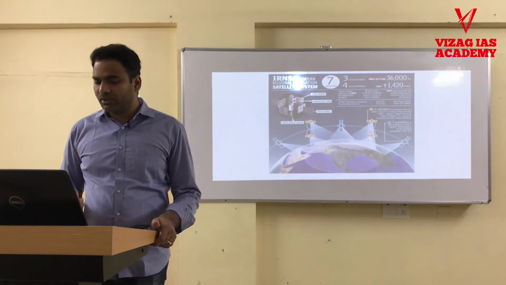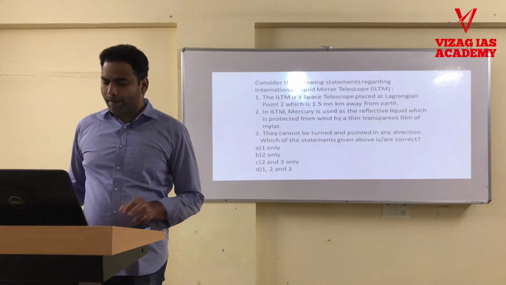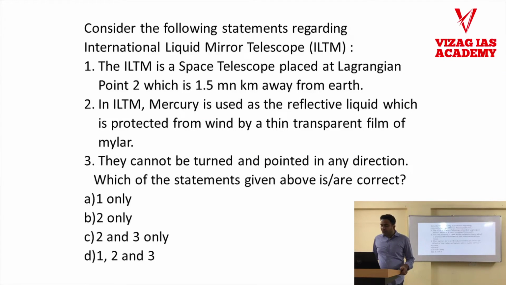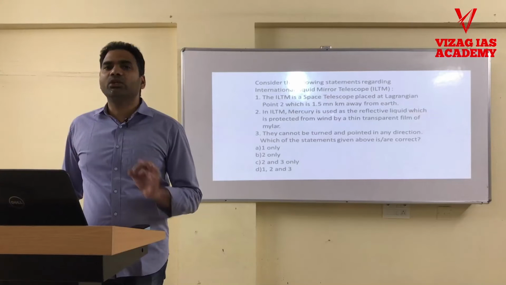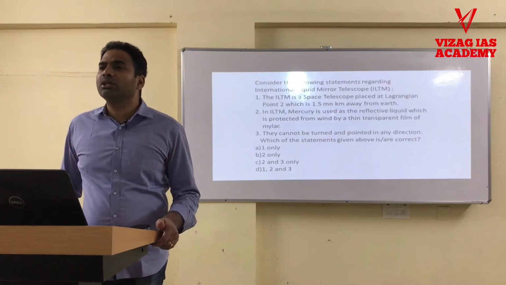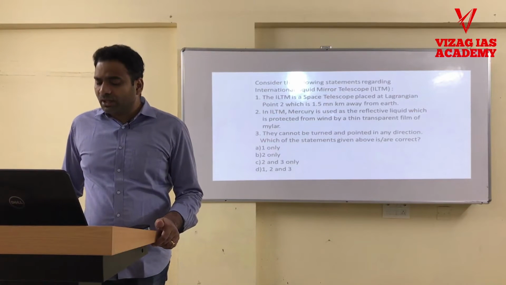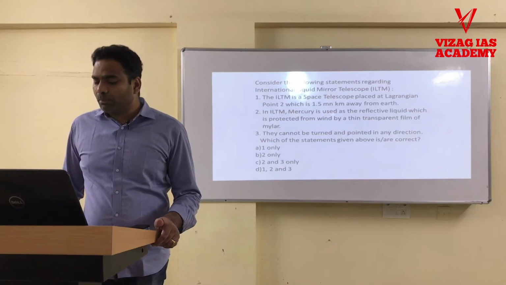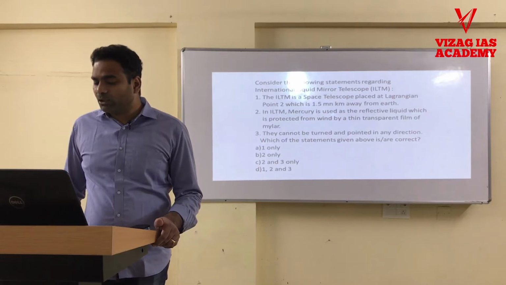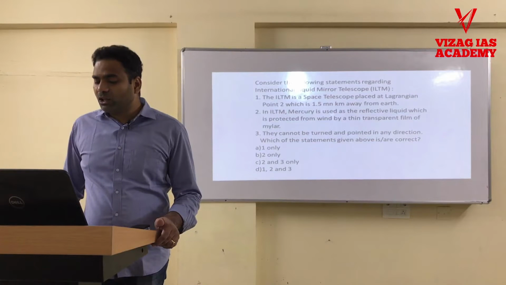Okay. Next, consider the following statements regarding International Liquid Mirror Telescope. See, this is in news. So this question is given. First one, ILMT is a space telescope placed at Lagrange Point 2, which is 1.5 million kilometers away from Earth.